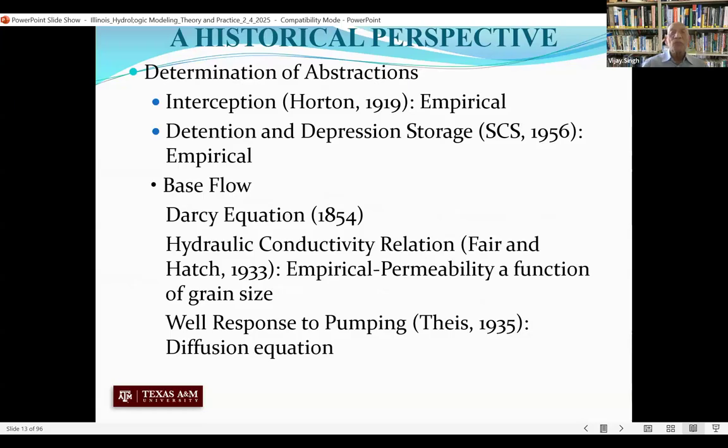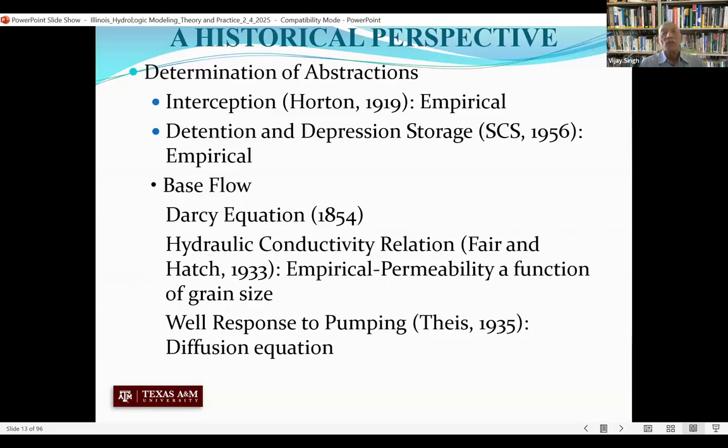Then, of course, there were also developments related to modeling of different hydrologic components. For example, interception: Horton derived an empirical model in 1919. Then the SCS, the Soil Conservation Service, in the development of their SCS-CN method, also empirically modeled detention and depression storage in 1956.